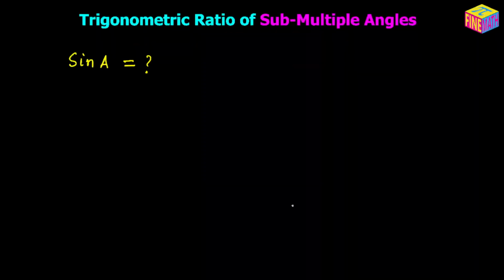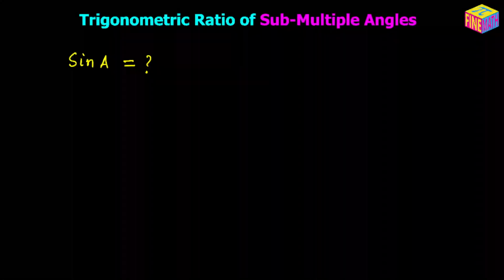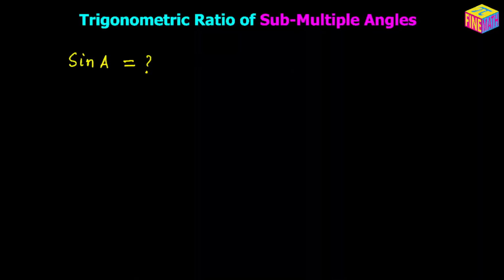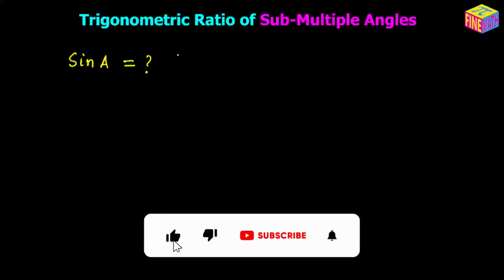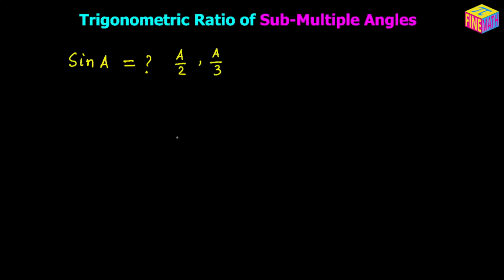Hi everyone. In this video, we are going to derive the trigonometric ratio of an angle in terms of its submultiple angle. For example, what would be the value of sine of A in terms of, let's say, a submultiple of A, maybe A over 2, like half of A, or maybe 1/3 of A. So if A is an angle, then obviously half of A is also another angle, 1/3 of A is also another angle, and these are the submultiples of A, right?